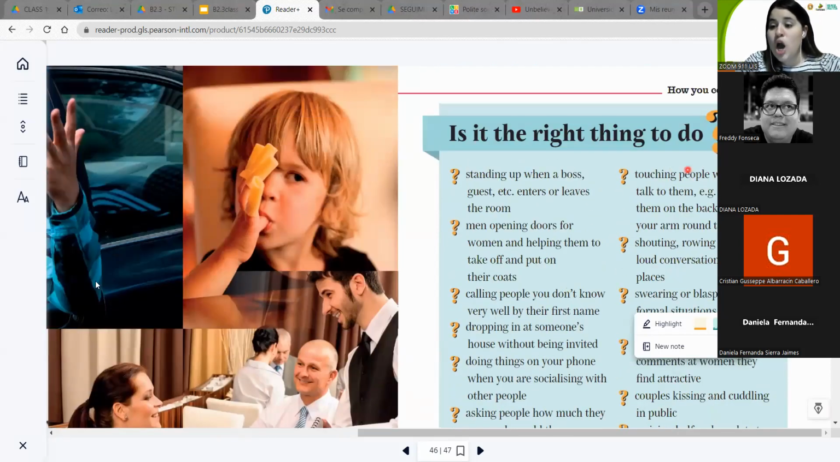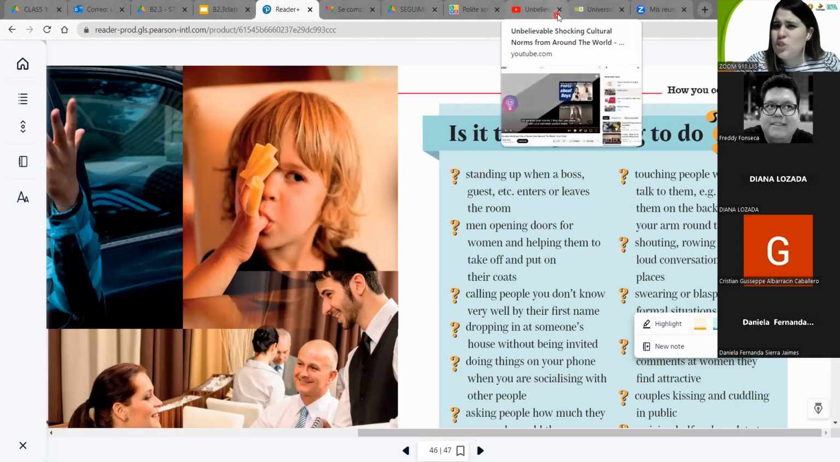Touching people when you talk to them, like patting them on the back or putting your arm around them, I don't like it. I think that's kind of disrespectful. I mean, it depends on the person and the situation. Some people are very touchy, but others are like, wow, don't do that.